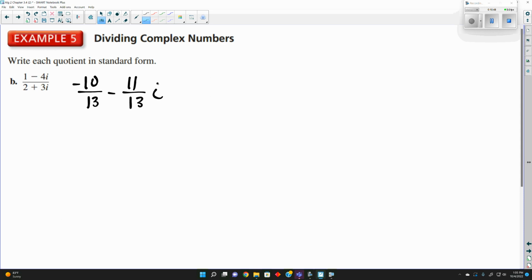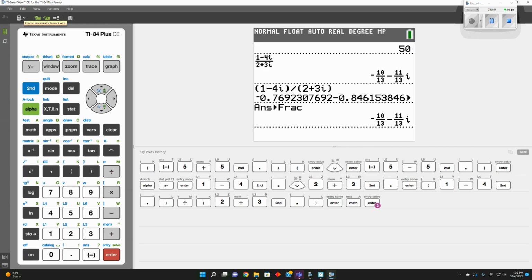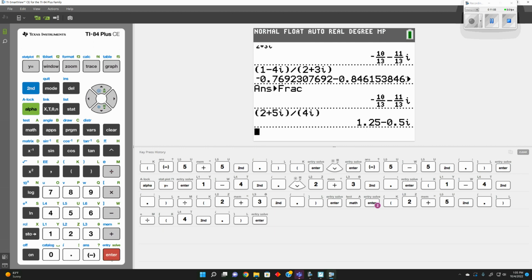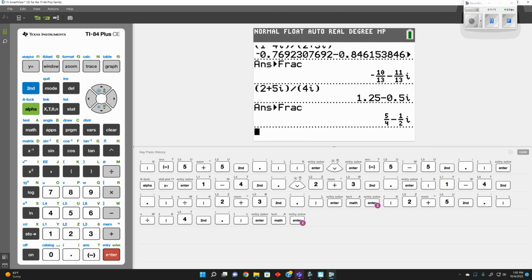So if we look at the next one, we have a denominator of 4i. So we could still do this in the calculator. So we'd have to do 2 plus 5i divided by 4i. When you type 4i in, you do need to put it in parentheses. And we can do the same thing, math, enter, enter. And it'll tell us that the answer is 5/4 minus 1/2 i.